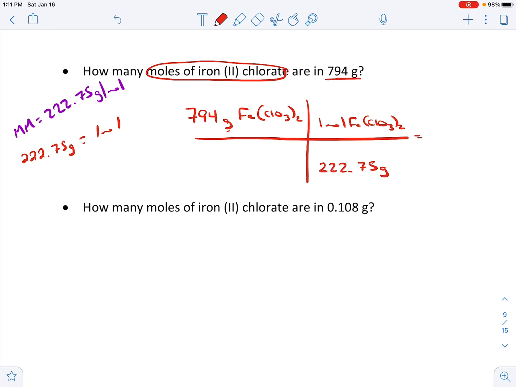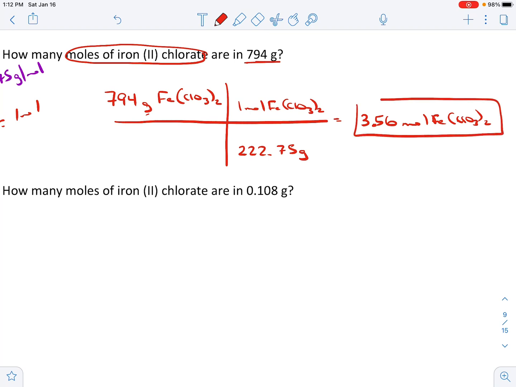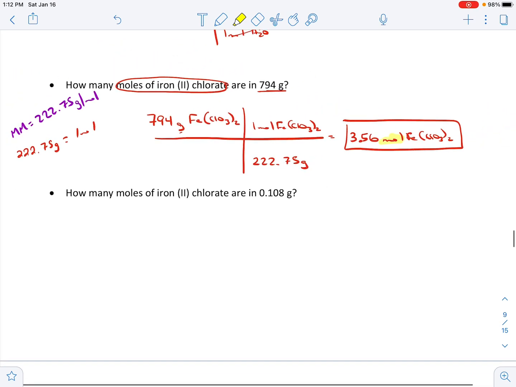And now that we've reversed this, we multiply 794 times 1, which is just 794, and then we're going to divide by 222.75. And our answer, let's keep 2 decimals, so we're going to say 3.56, and our label in this case is moles. All right? And this FeClO3 parentheses 2, you do not have to put. The mole you have to have, right? If you didn't have the mole, it would be counted wrong. But the FeCl3 parentheses 2, you do not have to put. Okay? So let's try this last one.